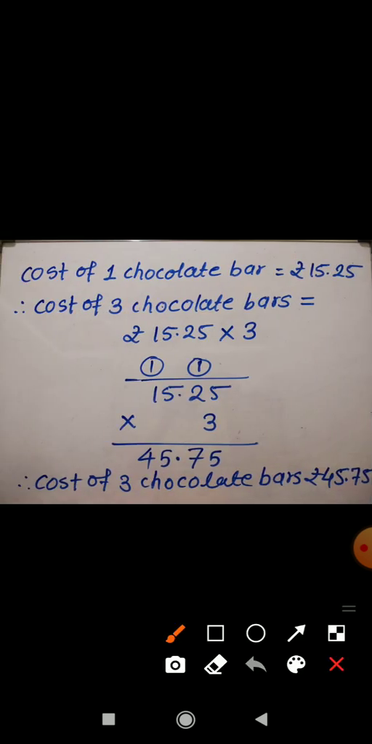So here you can see what I have written. First I have written the cost of one chocolate bar is 15 rupees 25 paise, right? Therefore the cost of 3 chocolate bars will be 15.25 multiplied by 3. Here you can see the multiplication and the product comes to 45.75. So this is the cost of 3 chocolate bars, right? Therefore the cost of 3 chocolate bars is 45 rupees 75 paise.